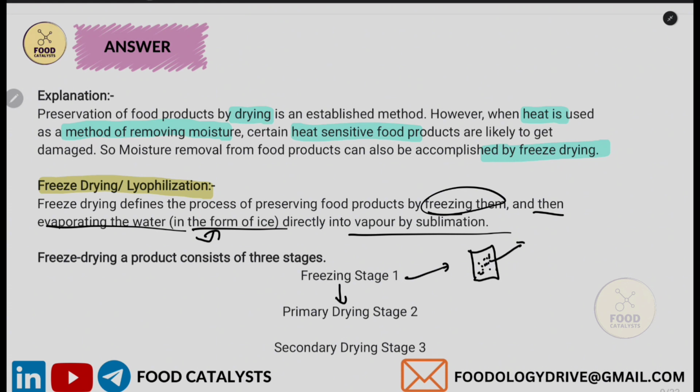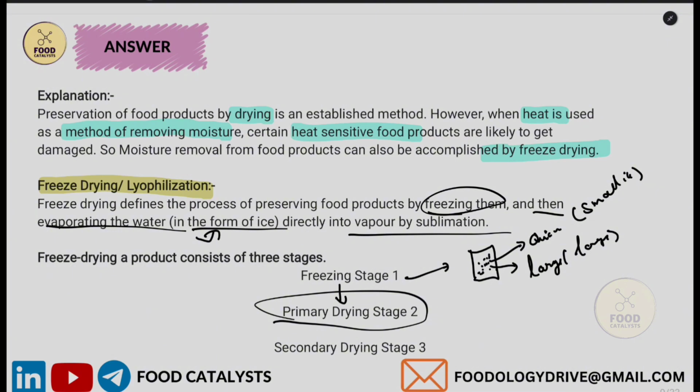If you are doing the freezing in a very quick way, then small ice crystals will form. If we are doing this over a very large amount of time, then large crystals will form. Simple, right? So this is the first step. Okay, now you have frozen it. What is the next step? It is primary drying. Okay, that is the second step, and the third step is secondary drying.